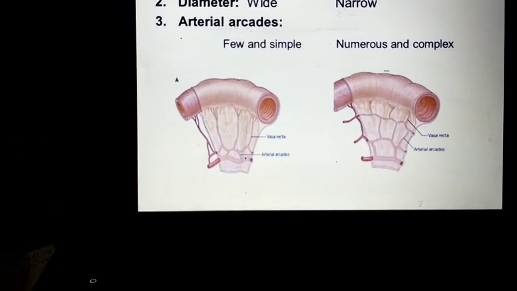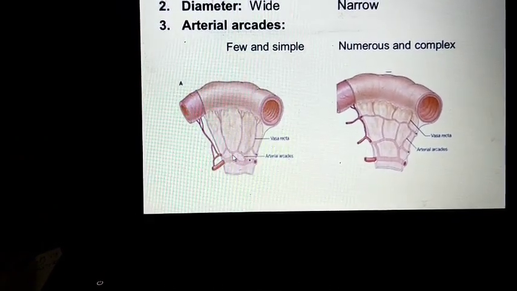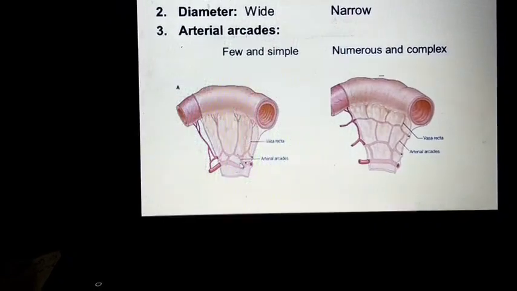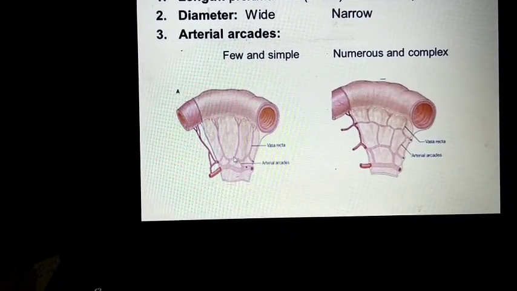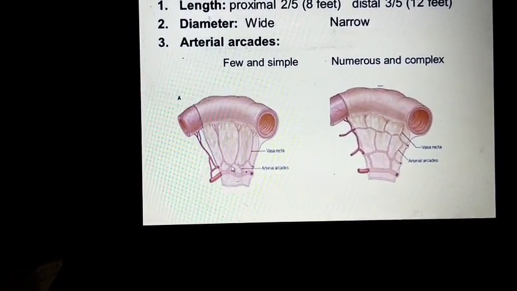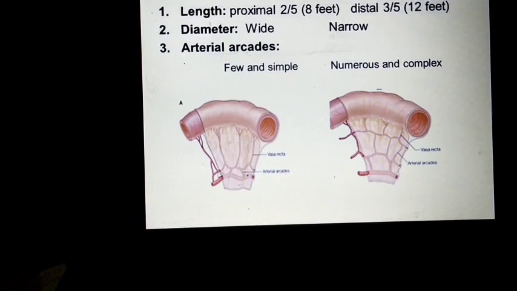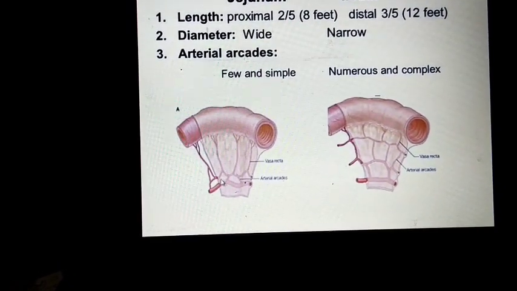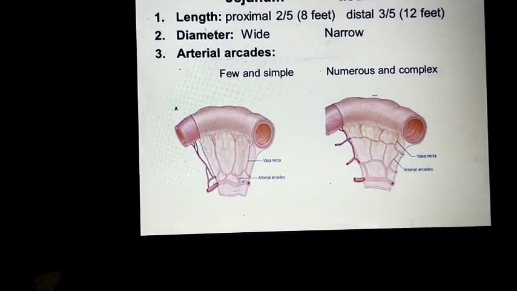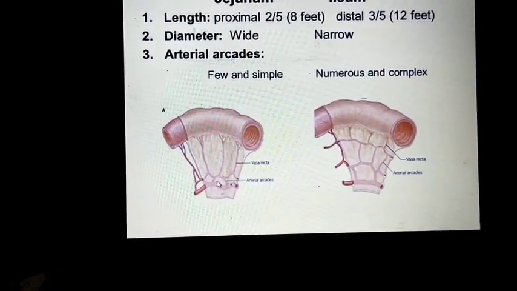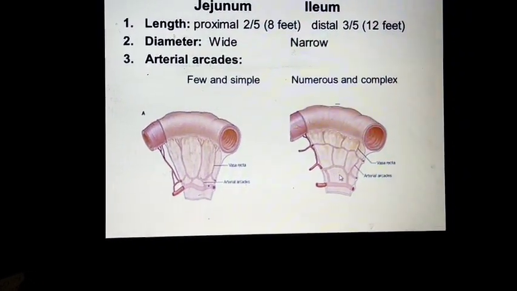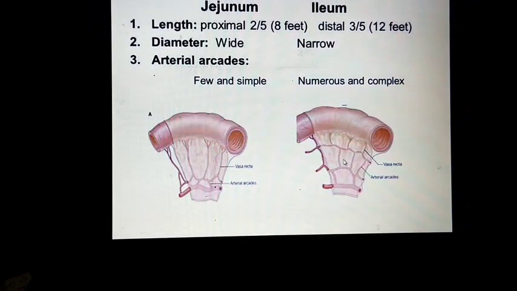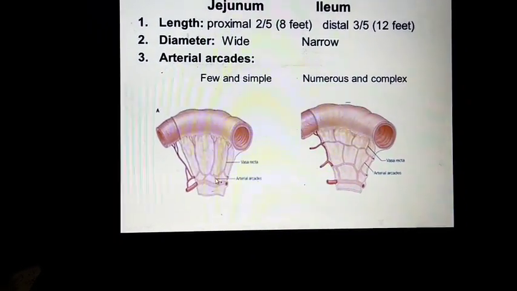And you can see the arterial arcades there. Arterial arcades are formed because of the anastomosis of the arteries. Arc means an arch or bending. These bends, or anastomoses, are formed between two arteries, and they look like arches. These are called arterial arcades. They are few and larger in the jejunum, and in the ileum they are more numerous and smaller compared to the jejunum.